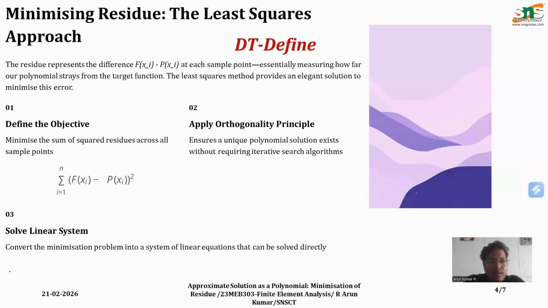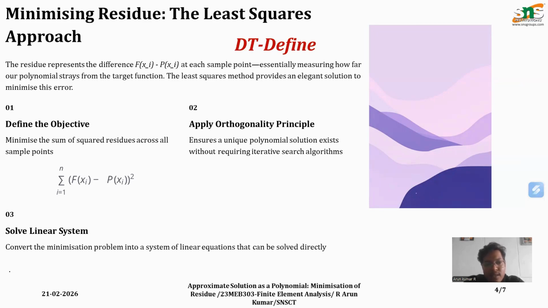Firstly, what is minimizing the residue by the least square approach? The residue represents the difference f(x) minus p(x) at each sample point, essentially measuring how far our polynomial strays from the target function. The least square method provides an elegant solution for minimizing this error. It involves defining the objective, applying the orthogonality principle, and solving the linear system.